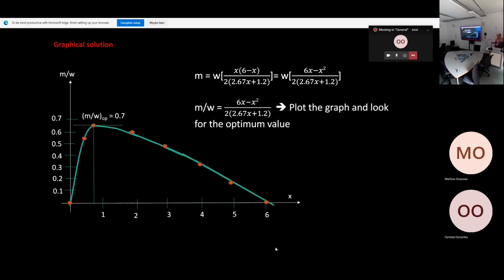Sir, if it comes out in the exam, can we plot a graph? Yeah, you can do whatever you want. You have the whole day. You have 4 hours, so you have a lot of time.